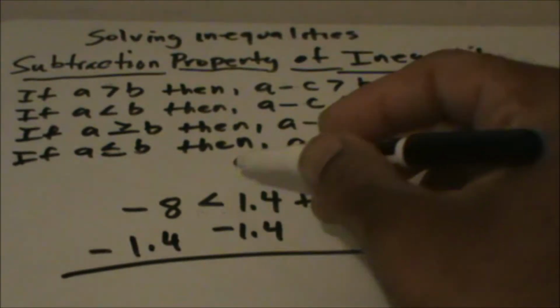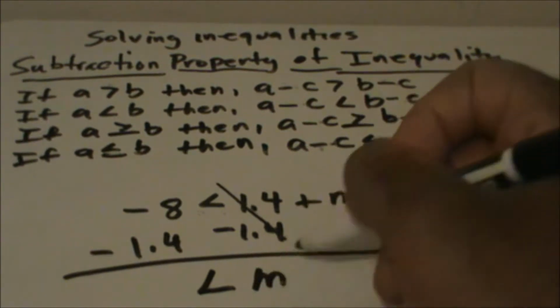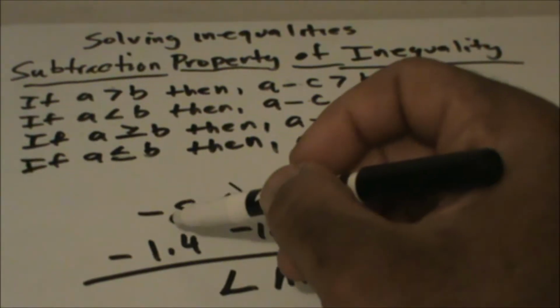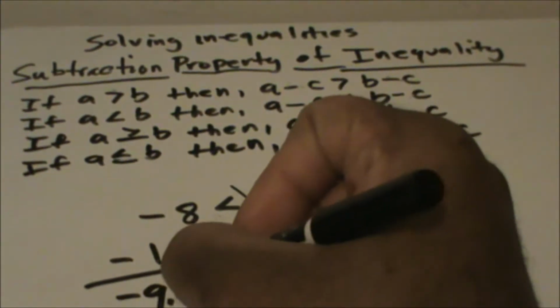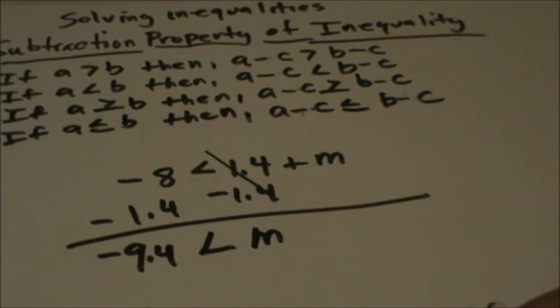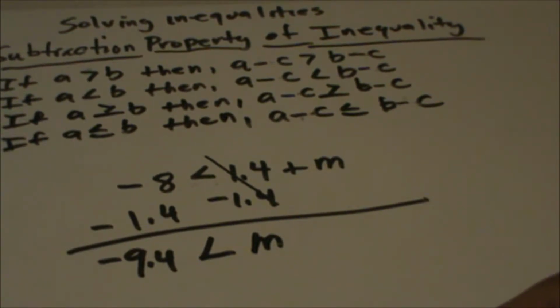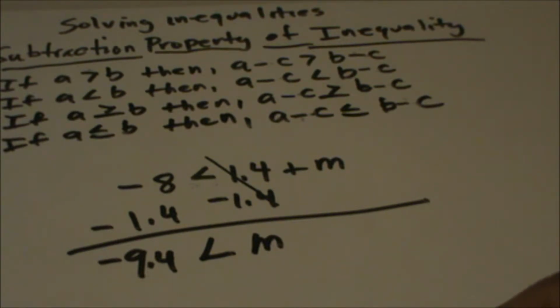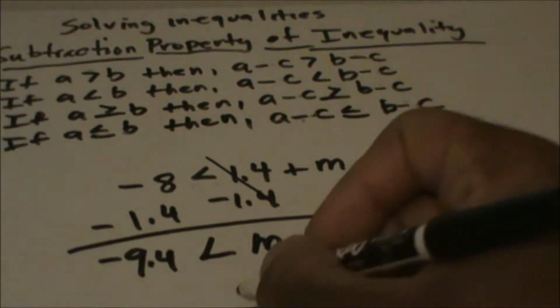This cancels. You have less than m. And if you add negative 8 plus negative 1.4, you should get negative 9.4. So negative 9.4 is less than m. Negative 9.4 is less than m. So let's draw the graph. Let's graph the solution.